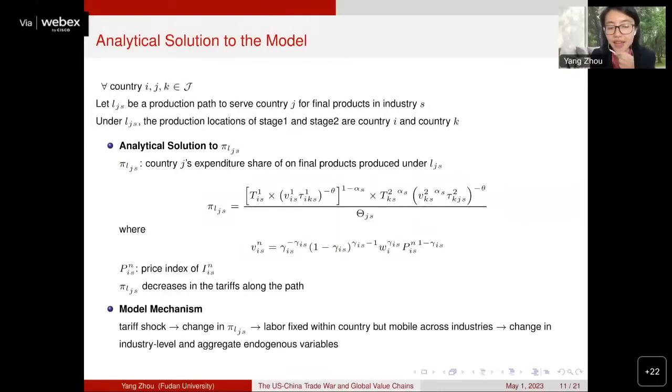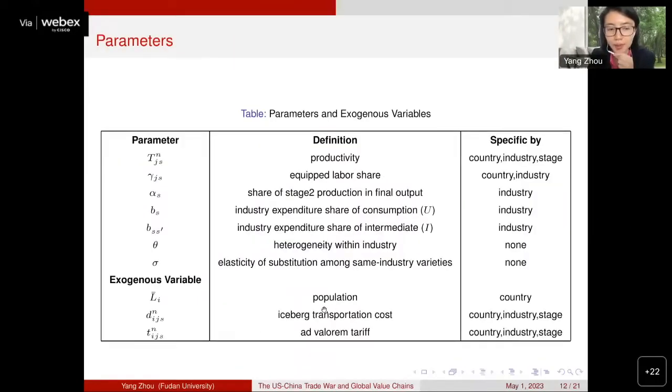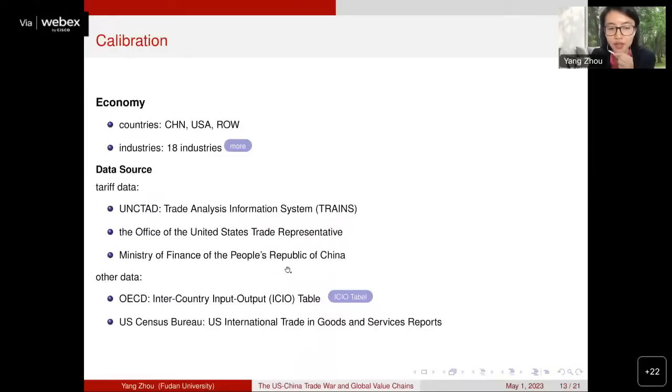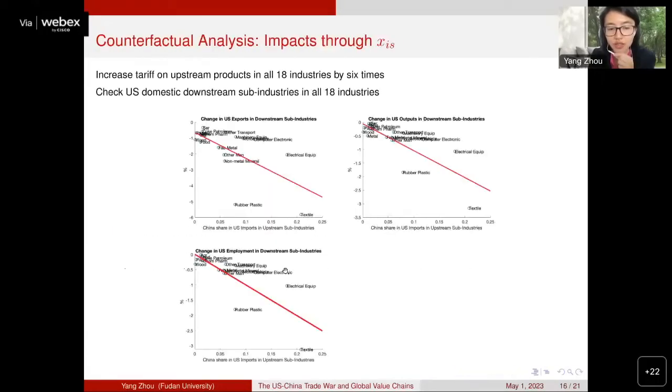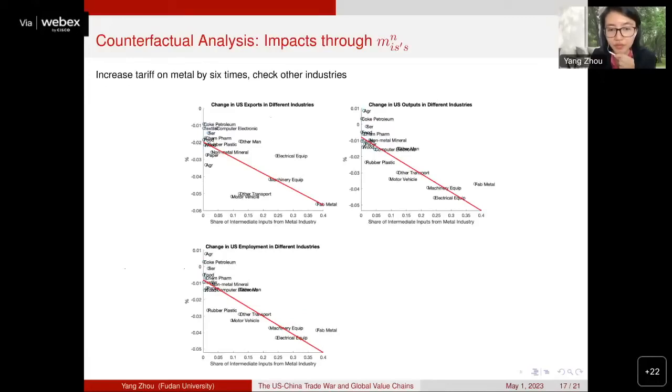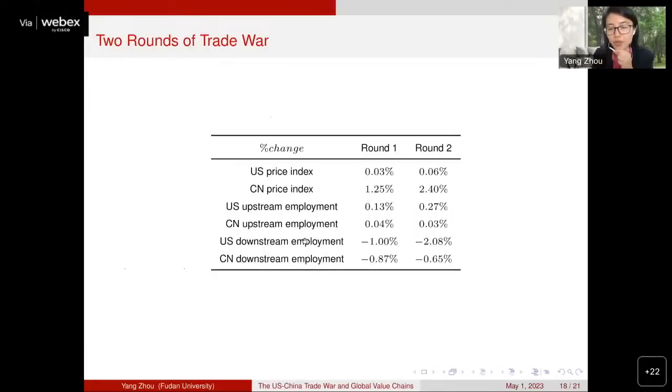Given those assumptions, I can get analytical solutions and solve the general equilibrium of the model. So if there's a tariff shock, there's going to be a change in each country's sourcing strategy. Countries are going to source from different places offering a lower price, taking the trade shock into account, and then it's going to change all the endogenous variables. I'm going to skip the part on calibration, and finally, I want to show some numerical results about the 2 rounds of the trade war.